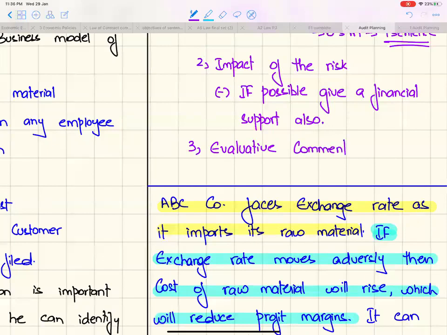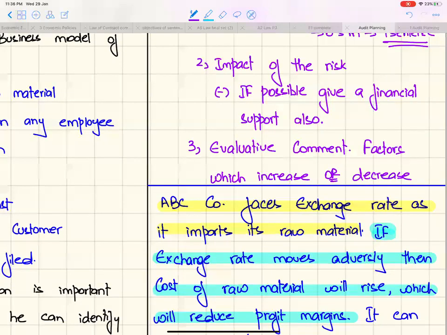Now, what is evaluative comment? My question is, what is evaluative comment? Evaluative comment means factors which increase or decrease that risk. Factors which increase or decrease that risk.